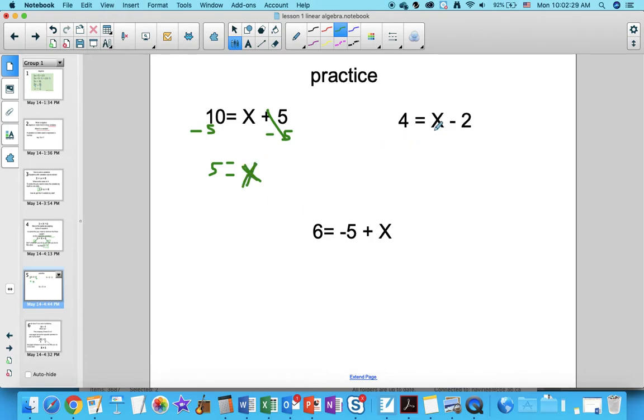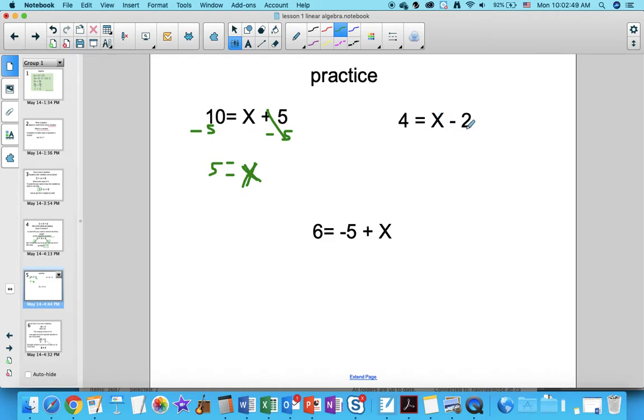Okay, what about this one? 4 equals x minus 2. Again, something minus 2 is 4. We already know 6 minus 2 is 4, but let's pretend we didn't. We have 4 on this side. We have x minus 2. I want to get rid of the minus 2. I have x, but I want him to be by himself. So I have minus 2.